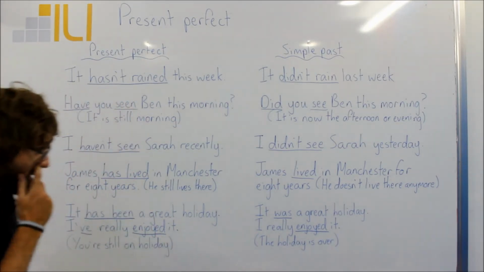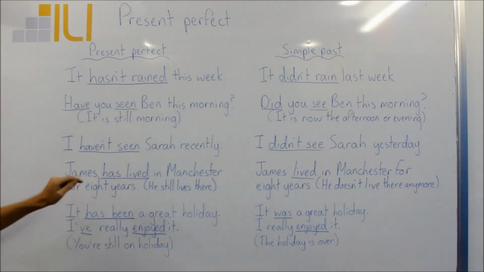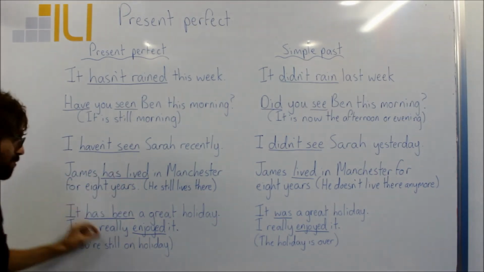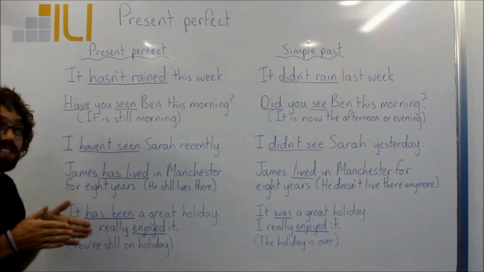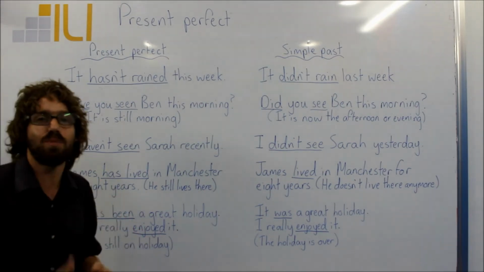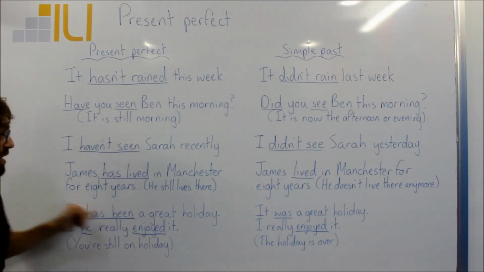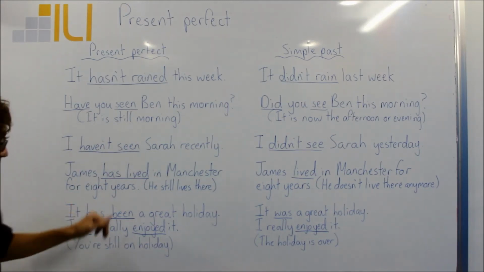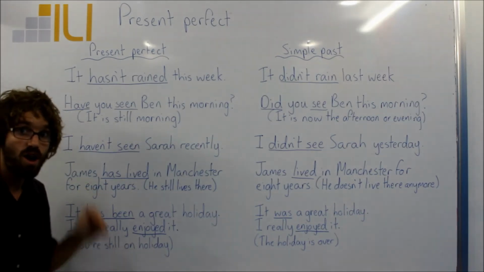Alright? And finally, this one again is quite important. It has been a great holiday. I've really enjoyed it. In this sentence, I've just contracted I have to become I've. When we speak, we're very lazy with pronunciation. So, it has been a great holiday. I've really enjoyed it. This means you are still on holiday.